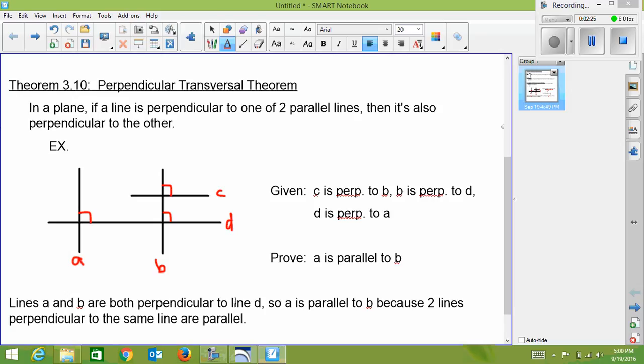Line A and B are both perpendicular to line D. Therefore, A is parallel to B because two lines perpendicular to the same line are parallel. So there you go. That's pretty straightforward. It's just a continuation of what we've been talking about the last 2 days. It's just more theorems to prove what we've been doing with parallel lines and perpendicular lines.